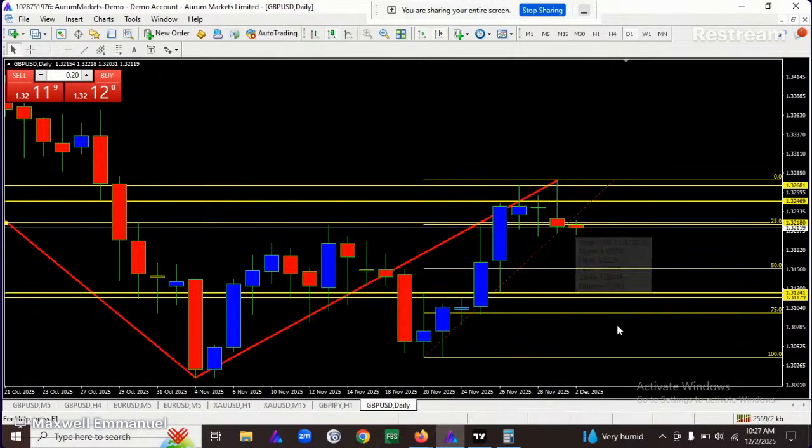So I'm selling GBP USD to this zone, and that's about 94 pips from the current market price. If I'm aiming for 94 pips, I would love to risk maybe 50 pips. 50 pips will be my risk for at least 90 pips reward.